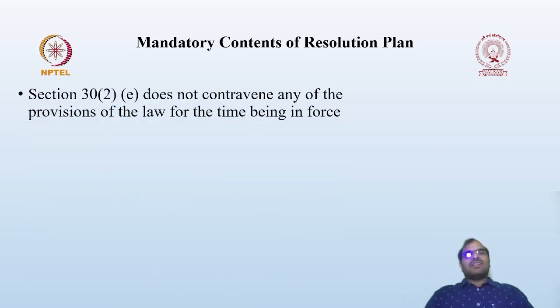Then if you observe section 32E, which says that it does not contravene any of the provisions of the law for the time being in force. So you should give a declaration that the resolution plan that you are proposing, the prospective resolution applicant, whoever is proposing the resolution plan, must give a declaration that it is not going to contravene any of the provisions of the law. Some other legislations may be attracted, like PMLA, or maybe FEMA, maybe CCI; there are so many other legislations. So you are supposed to give a declaration that you are not going to violate or contravene the provisions of any other law for the time being in force.